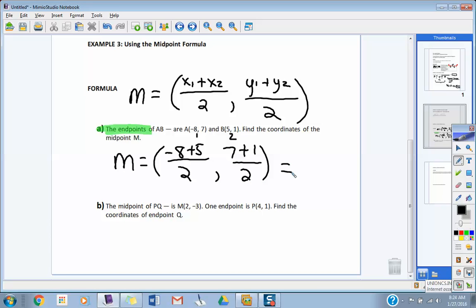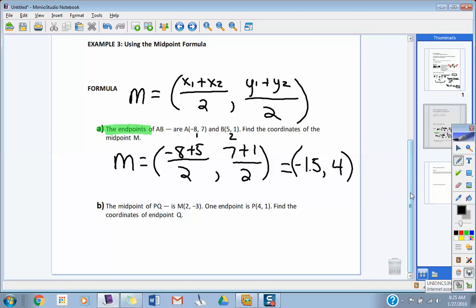What did we get for a midpoint coordinate, kiddos? Negative 1.5 and 4. So that was the midpoint right there. And we looked at that graphically yesterday and confirmed that. And we said, yeah, that makes sense. Okay? So the first case they're going to talk about in terms of finding the midpoint is when they give you both of the endpoints.